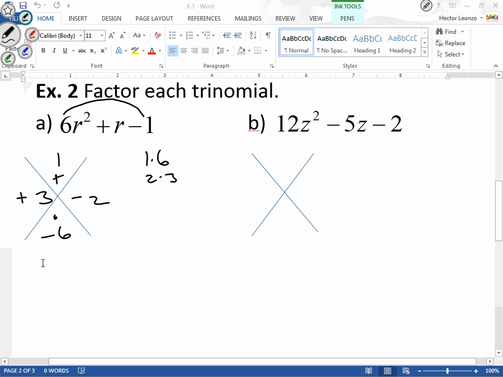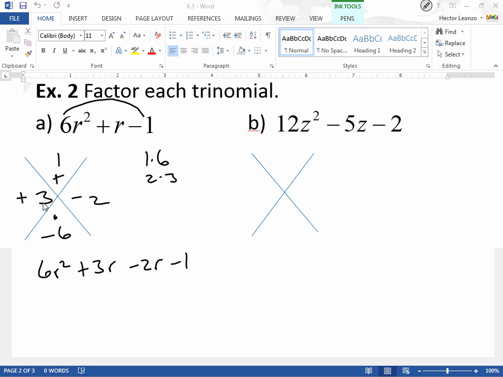So I'm going to split the middle term as 6r squared plus 3r minus 2r minus 1. Now, a question you guys might ask: does it matter if I have the 3 on the left, or what if I put it on the right? It will not matter. The only thing that's going to matter is the parentheses, the common parentheses. Instead of being the common parentheses, it will be split out. I'll explain that more in a minute.